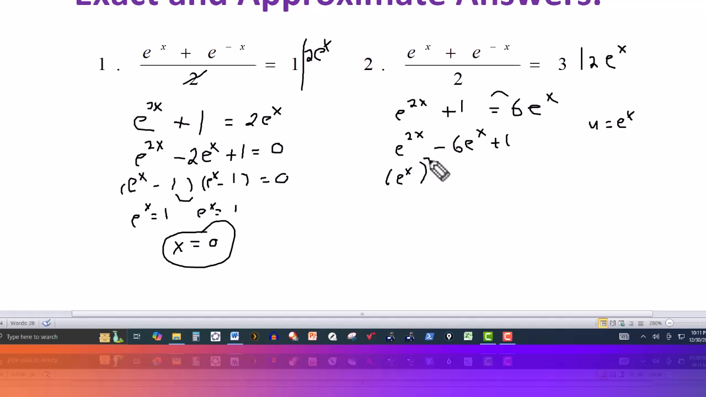So this would be a square here, minus 6 e to the x plus 1. And of course this side here is 0. I took the 6 e to the x over. So I got a quadratic in e to the x. The coefficient of the square term, which would be e to the x here, is equal to 1.